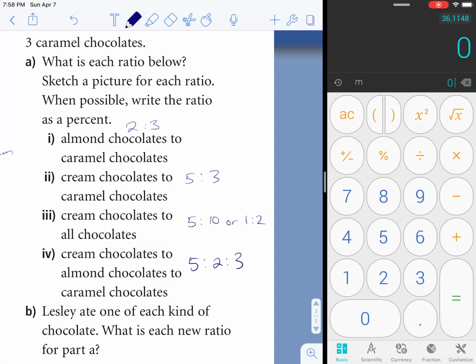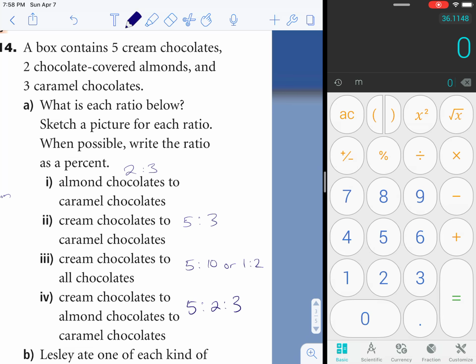Let's see, 8. Eat one of each kind of chocolate. What is the new ratio for part A? Oh my goodness. So we have to go through all of this, but with 4, 1, and 2. Okay, so, all right, almond would be 1, and caramel would be 2. I think all these are just going to be 1 less. 4 to 9. 4 to 1 to 2.